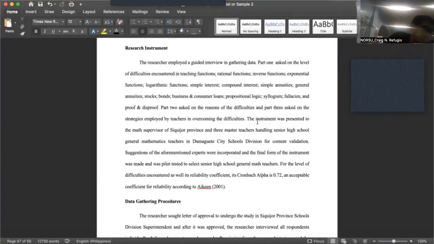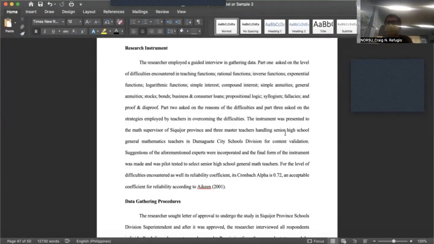When you write the proposal, it can be either in the present tense or in the future tense. You can say the instrument will be presented to the math supervisor because that is math. But if it is English, then the English supervisor, or if that is TLE, the TLE supervisor. Did you get me? Yes, sir.